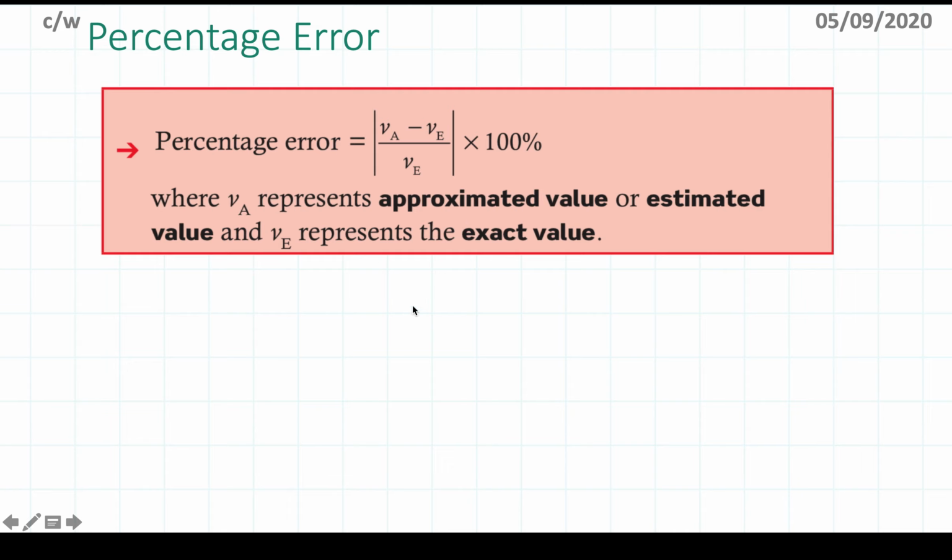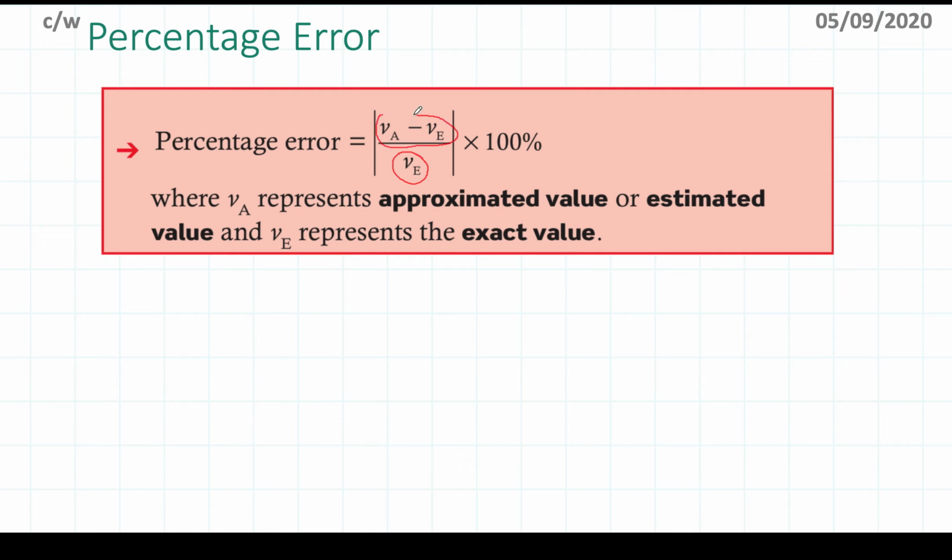So if I tell you I'm 30% off, I'm 50% off, I'm 70% off, it makes more sense than just telling you I'm 0.08% off. So this is where we use percentage error. The main thing is to know what each letter represents. Be careful that you're dividing by the exact value, and in here you're subtracting by the exact value.